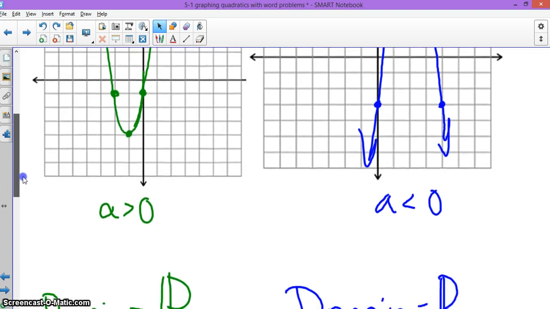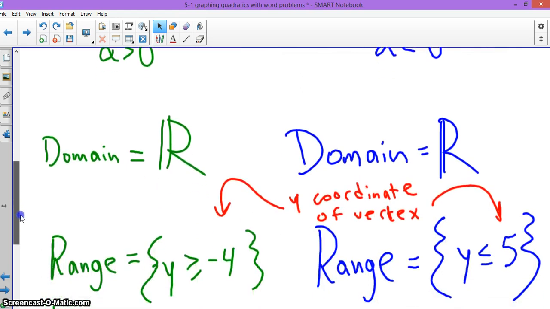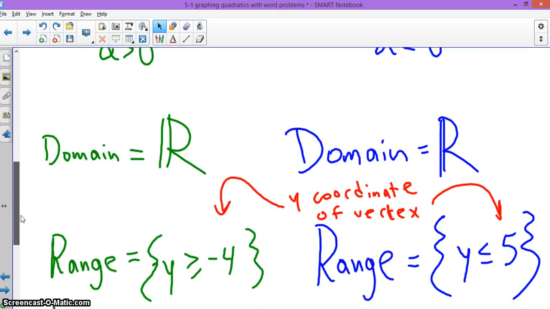All right, so let's scroll down. That's when A is positive. It's what's on the left. When A is negative, it's what's on the right. Now, domain and range for these, that's something we haven't talked about a lot, but domain is what x's you can have, and for quadratic functions, domain is always all real numbers. All right, that's what this means.